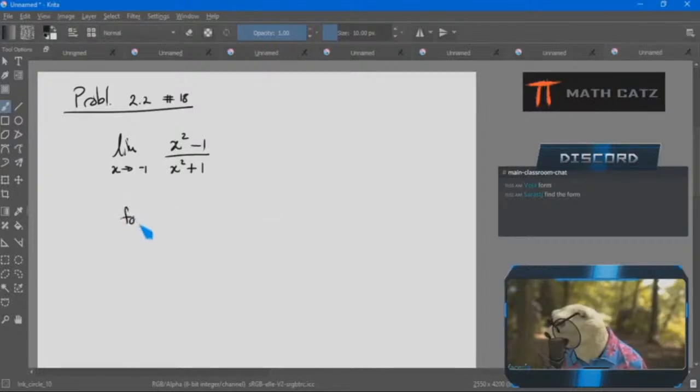I can totally go to the form. Yeah, absolutely. I plug it into the top, I get 0. Right? -1 squared is 1 minus 1, 0. I plug it into the bottom. -1 squared is a 1. Plus 1 is a 2. And now I'm laughing. Because anything with a numerator and denominator that has individually this kind of behavior is going to go to 0. There is no other way.